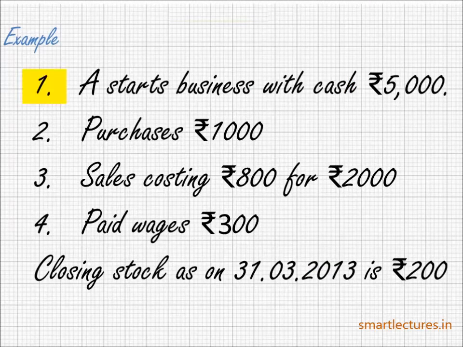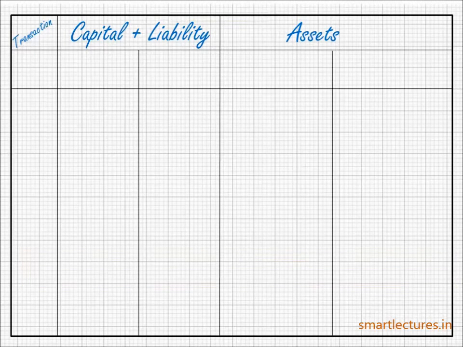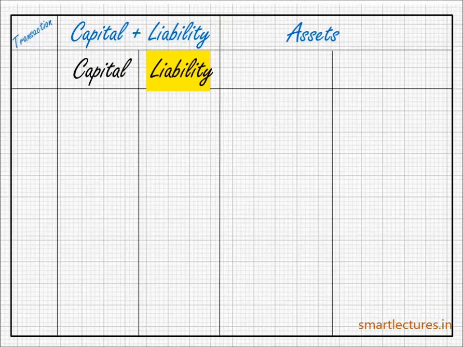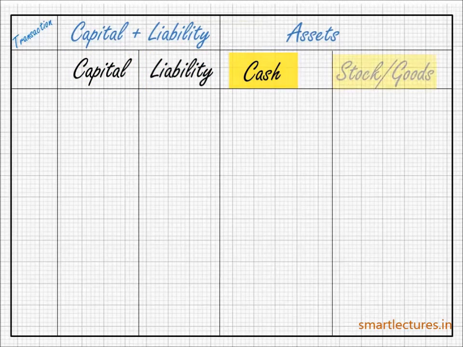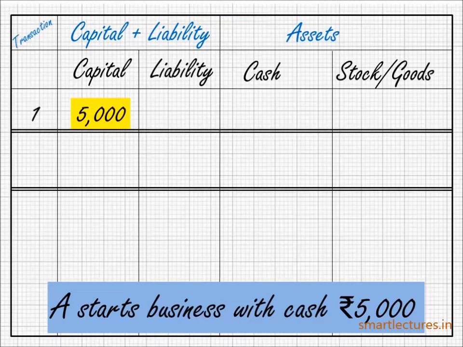So start business with cash 5,000, purchases 1,000, sales 2,000, paid wages 300, closing stock as on 31st March 2013 rupees 200. So let's make the accounting equation. First of all, draw the format. On left hand side capital and liabilities, and on right hand side cash and stock, or you can write down goods, whatever you like. So first of all, A starts business with cash.